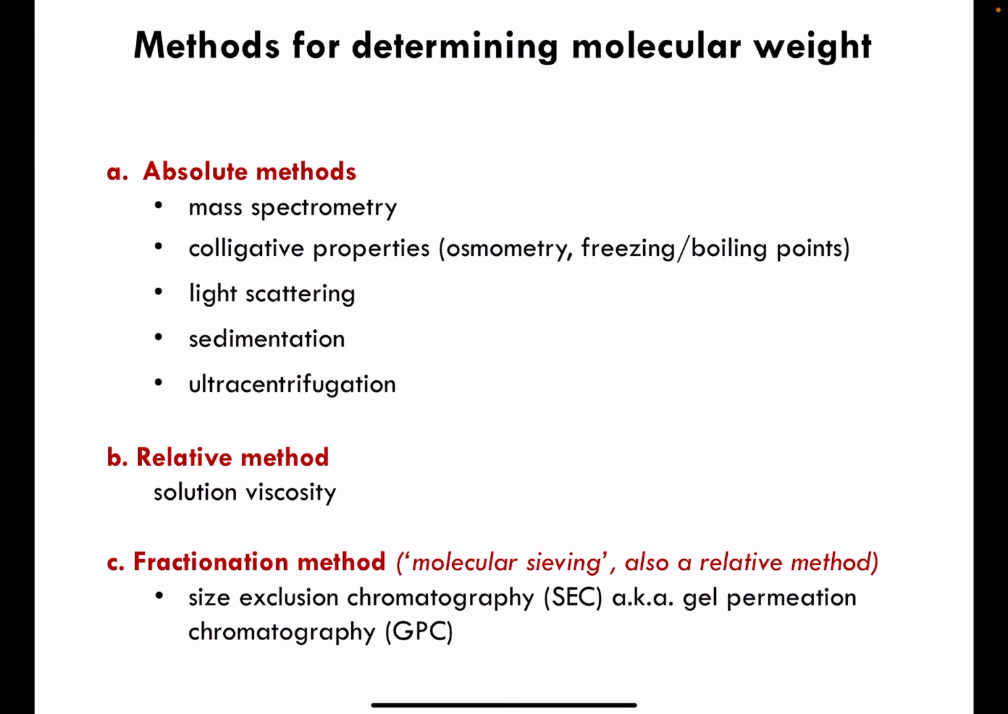Okay, so in order to determine molecular weight, there are many different approaches, and they can be grouped into three main categories. There can be absolute methods, there can be relative methods, and there can be fractionation methods. So an absolute method has the ability to measure molecule by molecule the molar mass of a molecule within a range of a specimen.